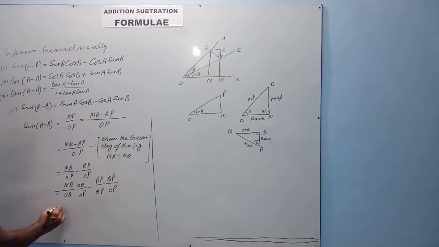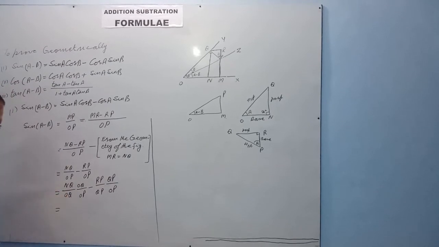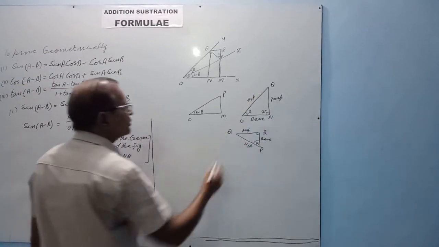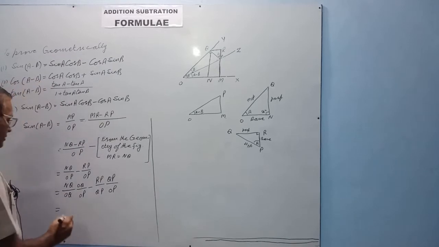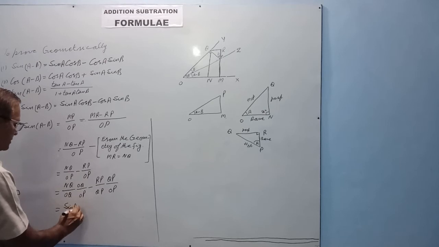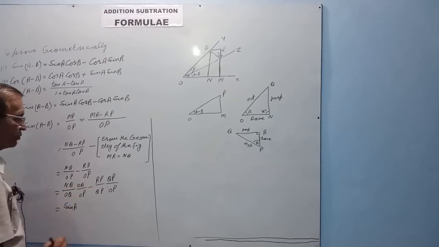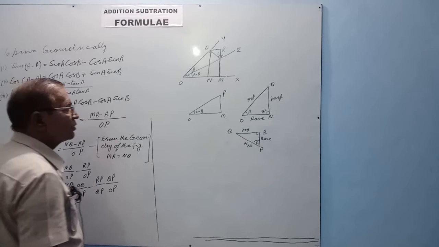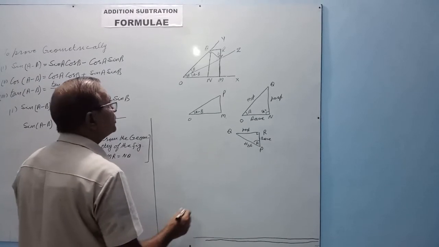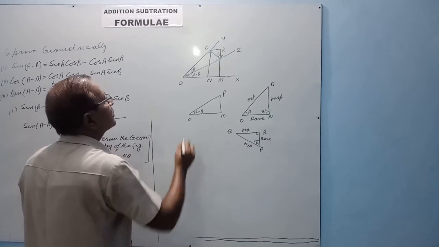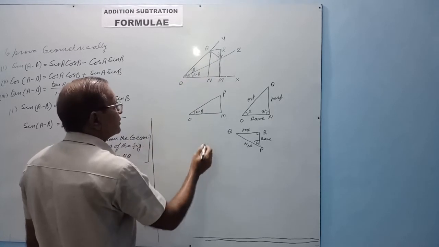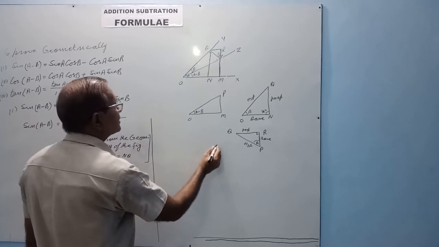Now see, you will get NQ by OQ, that is sin A, perpendicular by hypotenuse, times OQ by OP. See here is OQ. I am projecting this triangle also outside.